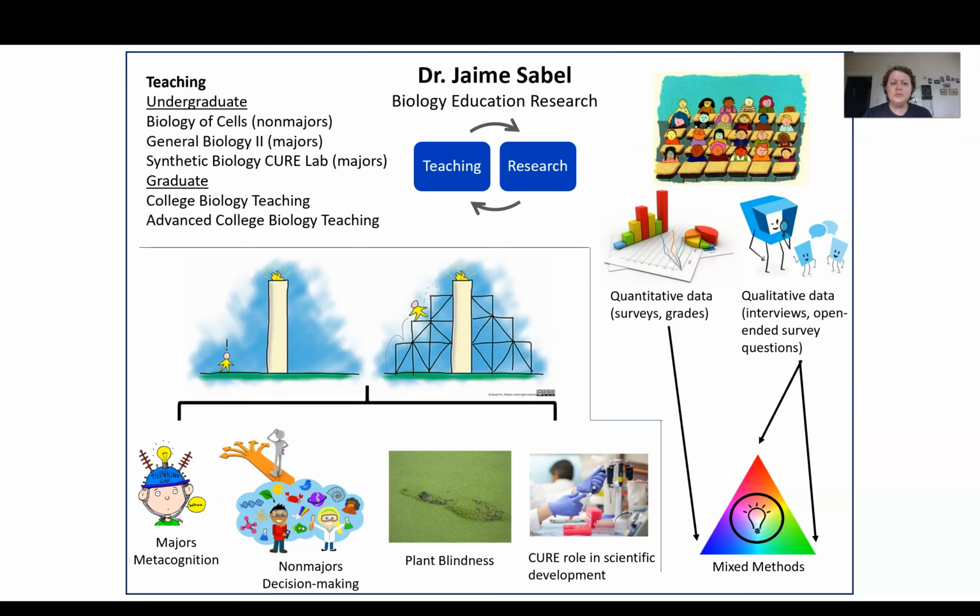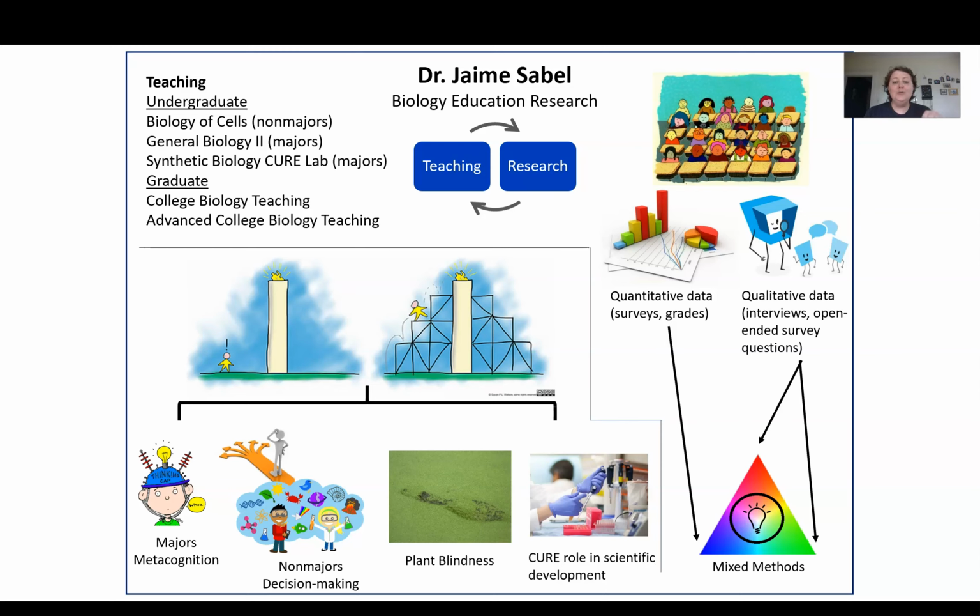The first is called the Majors Metacognition Project. This is looking at how biology majors think about their own understanding and the kinds of things that they can do to reach greater understanding. I also am doing some work with non-majors and how they make scientifically informed decisions. I have a PhD student who is working on a plant blindness project. And then the fourth thing is the role of cures and scientific development. And so I think you can probably tell what I'm going to talk to you a little bit more about today.